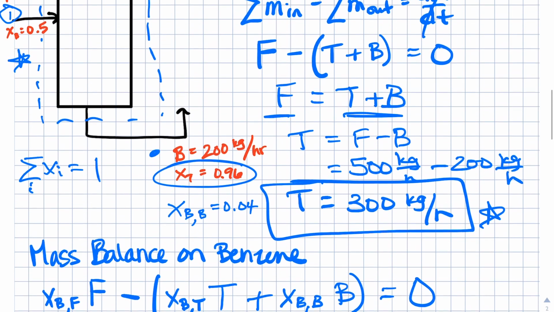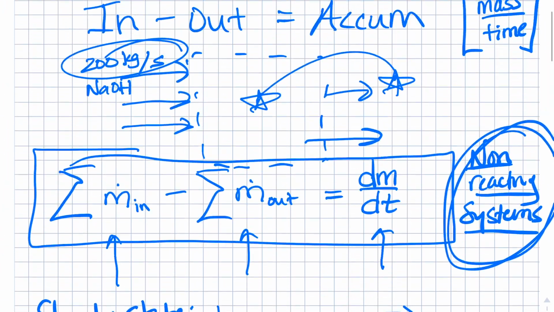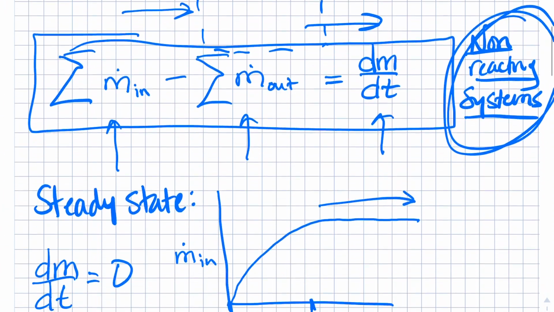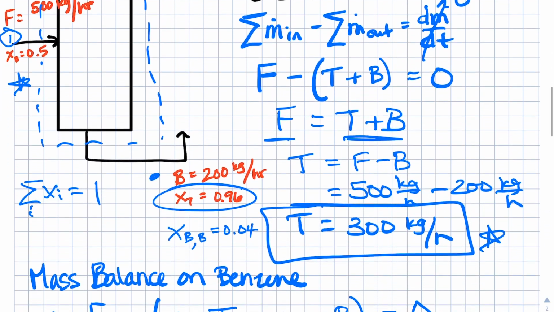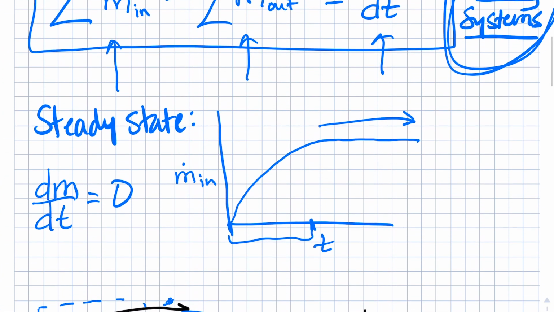So I hope this example and this discussion of what a mass balance is really helps you understand what's going on. In a later video, we'll go over transient mass balances, where we can get this whole response and describe the whole response of the system changing over time. But for now, we're going to stick to the non-reacting steady state systems.